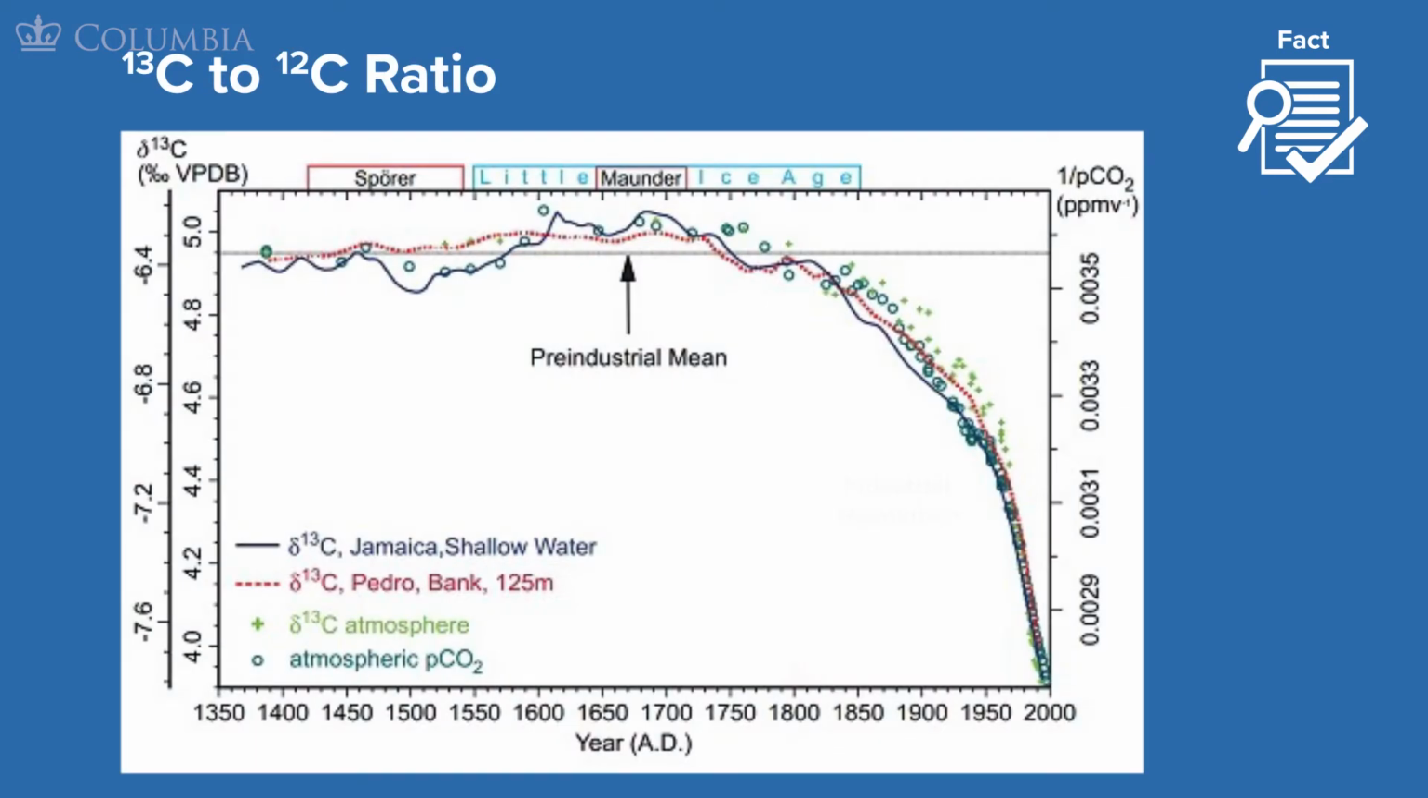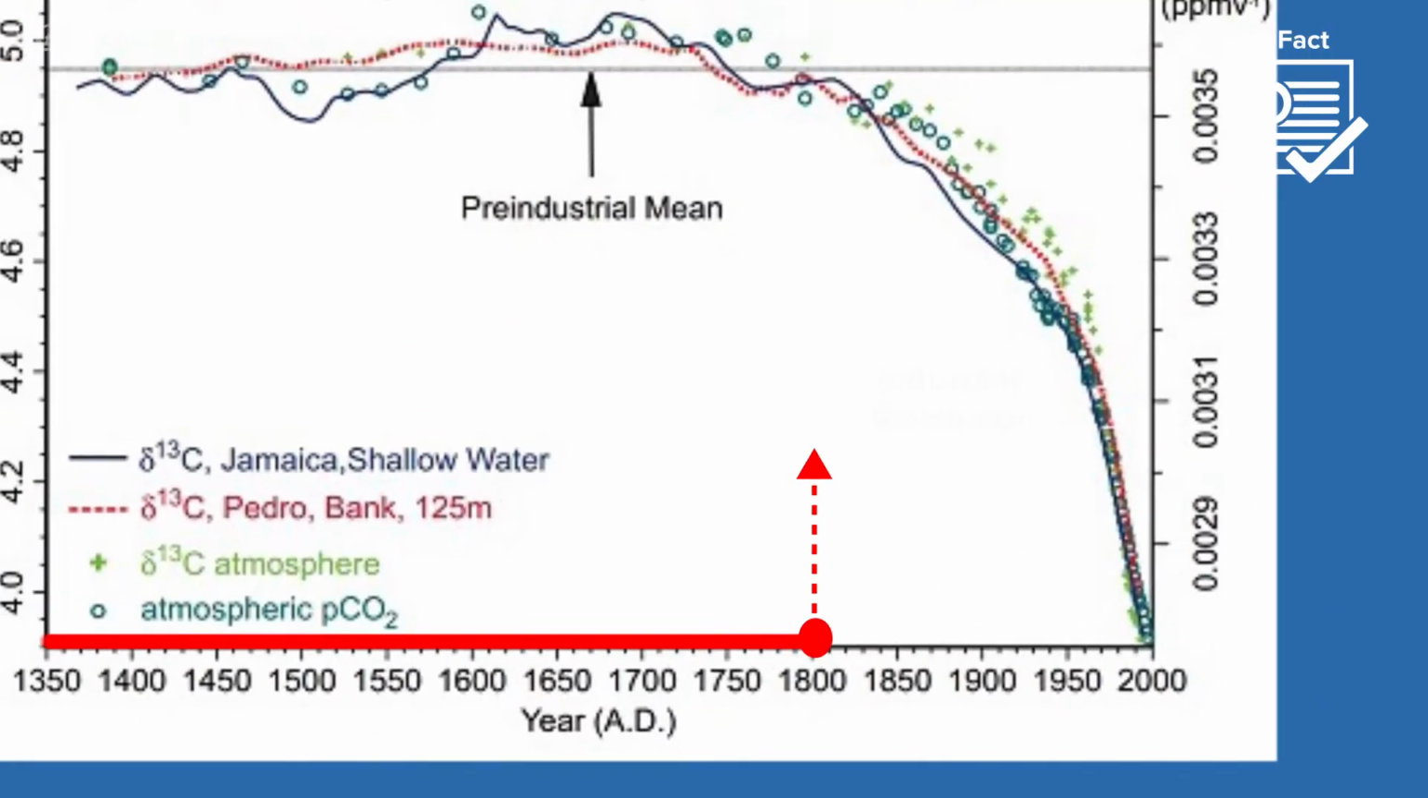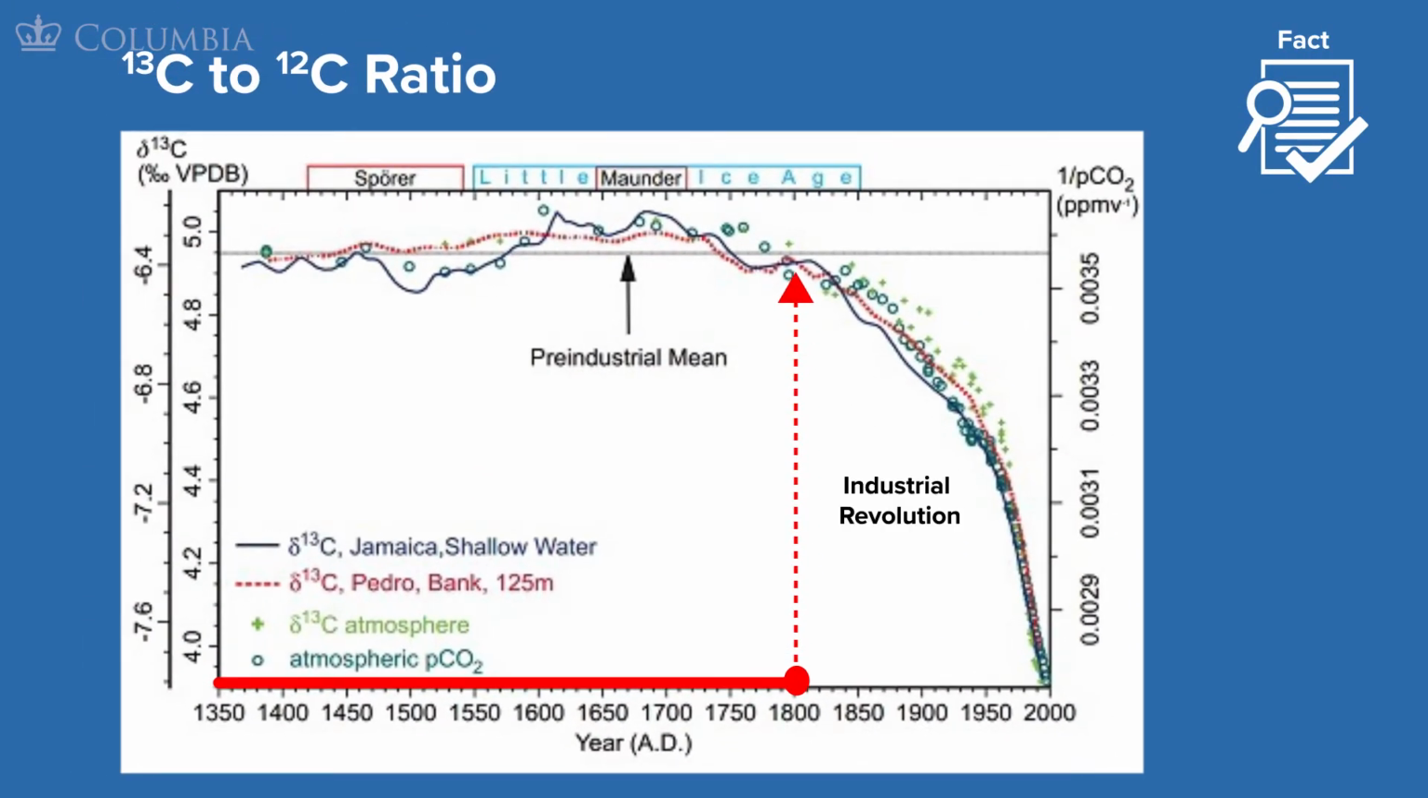If we do this for carbon-13, we see a plot that looks like this, that over the last 750 years or so, the amount of carbon-13 to carbon-12 was very constant for a long period of time until around 1800. What happened in 1800? The Industrial Revolution.